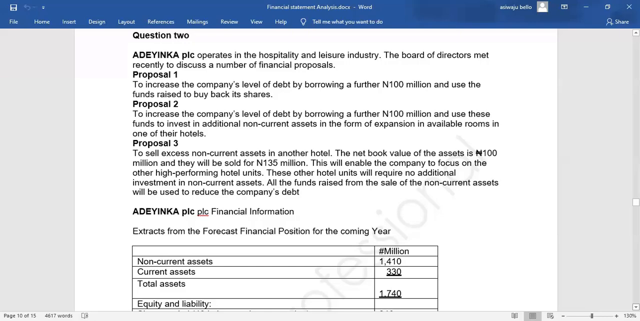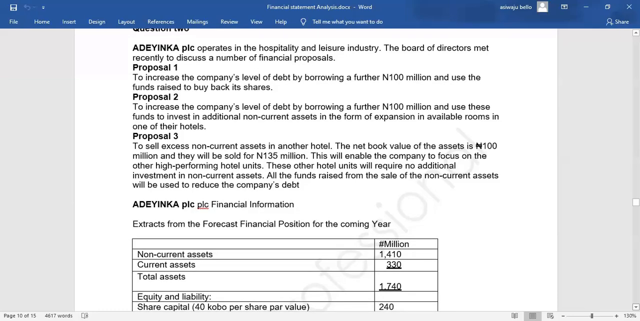So proposal 3 is the company will dispose of its non-current assets. The book value of the non-current asset is 100 million. They will be sold for 135 million. Money generated from these sales, all the funds will be used to reduce the company's debt. We are going to repay our debt.